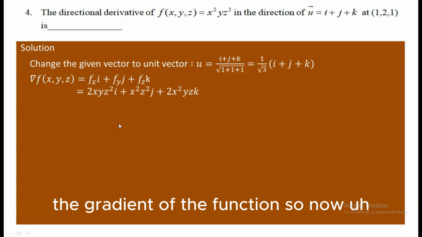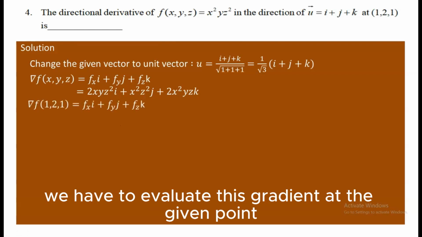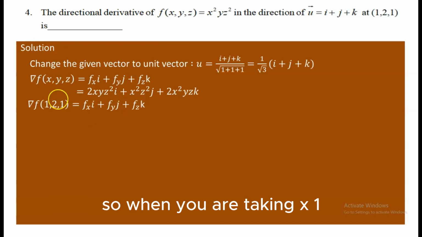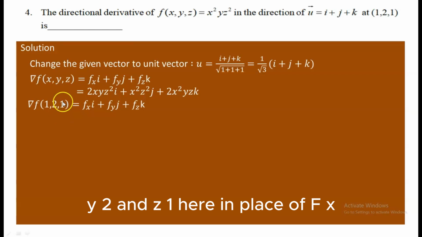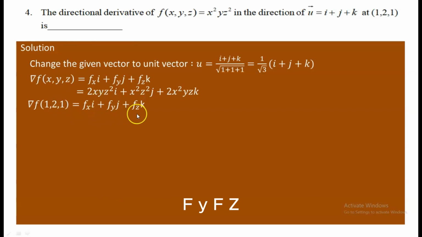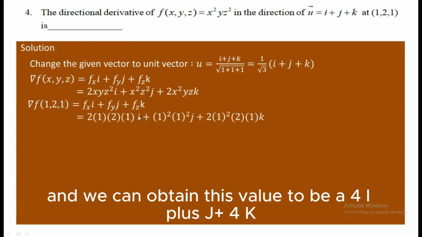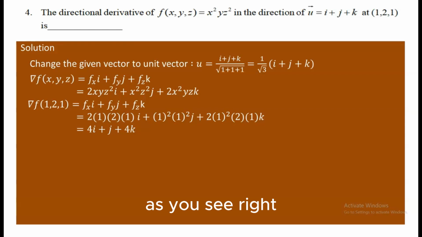Now the next thing is we have to evaluate this gradient at the given point. So when you take x equals 1, y equals 1, and z equals 1 in place of fx, fy, fz, we obtain the value 4i plus j plus 4k, as you see, right? 4i plus j plus 4k.